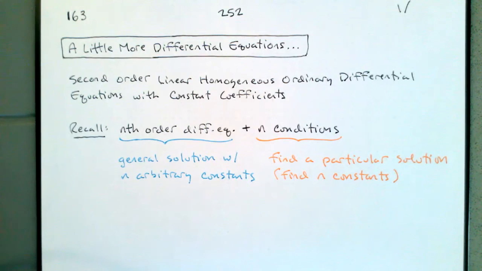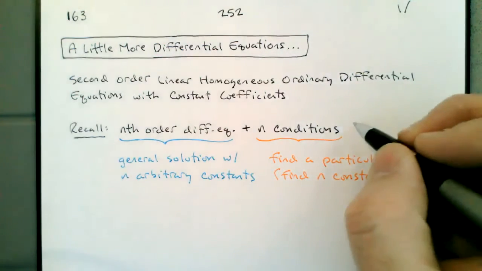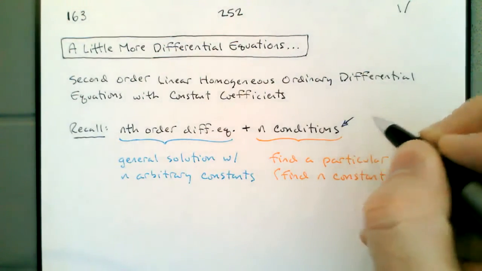Initially, I said initial conditions, but it just has to be n pieces of information about the function. It could be initial conditions or it could be boundary conditions. Boundary conditions would just be more information about the function at different values rather than the function and all its derivatives at one value, Taylor series style. So the conditions can be either initial or boundary.